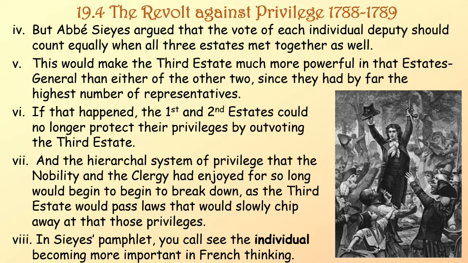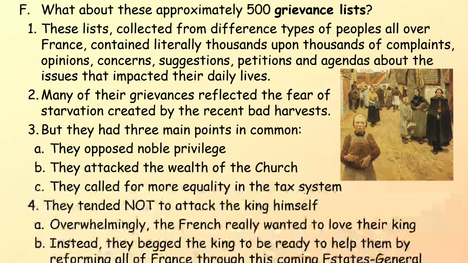And if that happened, then the first and second estates could no longer protect their privileges by outvoting the third estate. And the hierarchical system of privilege that the nobility and the clergy had enjoyed for so long would begin to break down, as the third estate would pass laws that would slowly chip away at those privileges. And in Sieyes' pamphlet, you can see the individual becoming more important in French thinking.